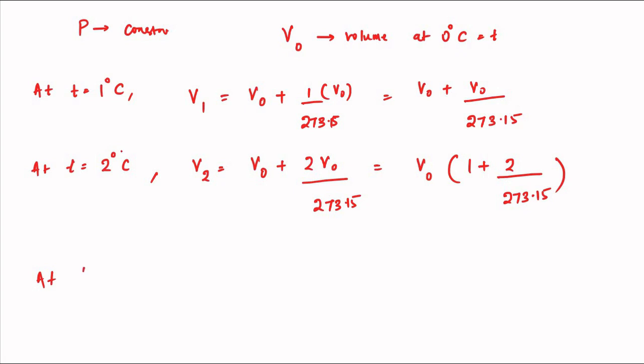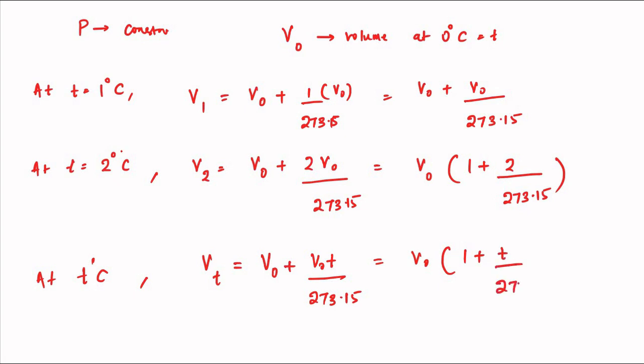So in general, at T degrees Celsius, the volume at that temperature is equal to V0 plus V0 T by 273.15, which is equal to V0 into 1 plus T by 273.15. So at every 1 degree Celsius change, there is either an increase or decrease by 1 by 273.15 into its volume at 0 degree Celsius.